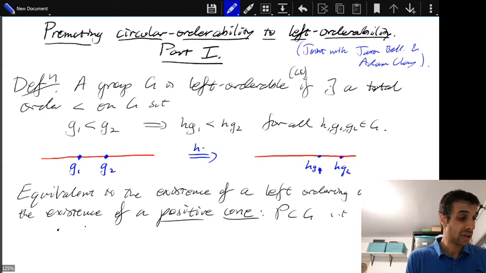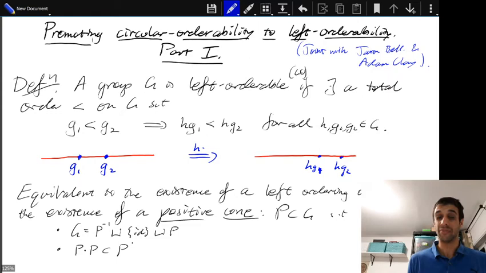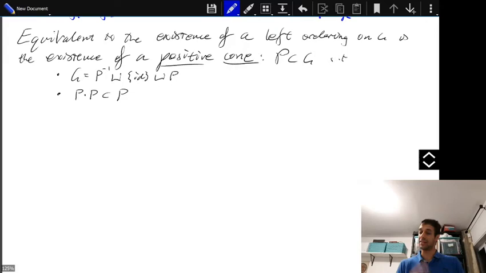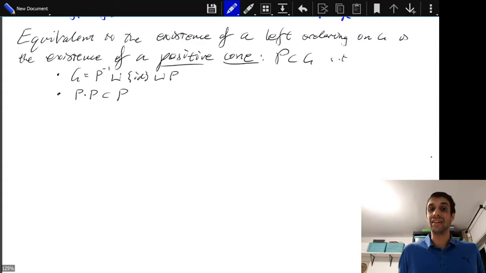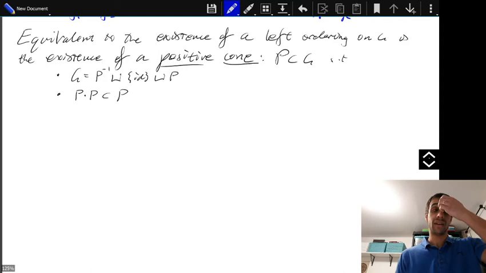which is that G is equal to the disjoint union of all the inverses, along with the identity, along with all the positive elements. And if you take two elements in a positive cone and multiply them together, you remain in the positive cone. It's an exercise, and it's not too hard to show. Once you know that the positive cone is trying to capture the notion of being positive, which means you're greater than the identity, it's easy to go back and forth, and I'll leave it to you to show that it's an equivalent definition. The existence of a positive cone is equivalent to the existence of a left ordering, or a total left invariant order on the group. So that's what a left-orderable group is.